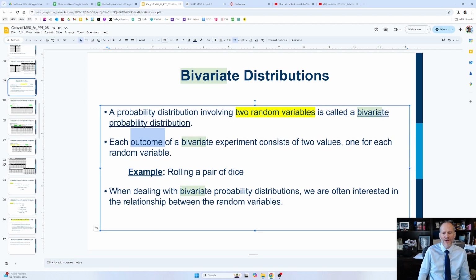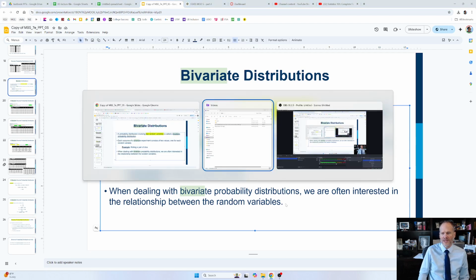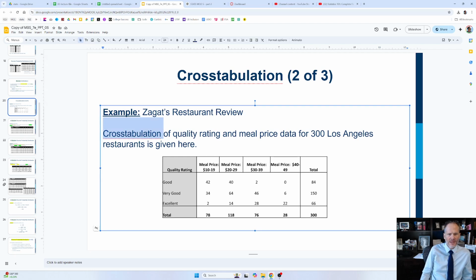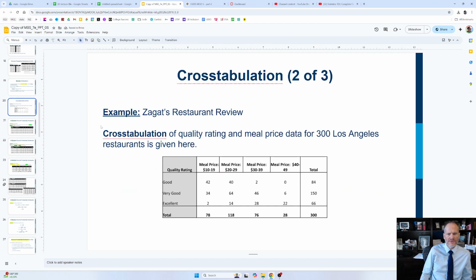When dealing with bivariate probability distributions, we often are interested in the relationship between the random variables. We already saw this when we were looking at joint probabilities and restaurants. I'm going to go find that for you. Hold on. All right, so here is a cross tabulation, and the cross tabulation shows us two variables: the variable quality and the variable meal price, and it gave us some data.